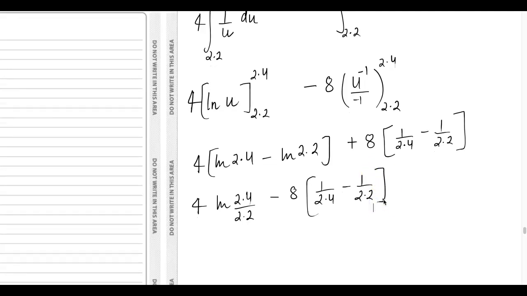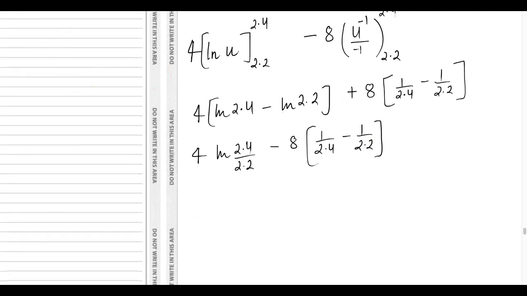Now let's use our calculator and see the final answer. Simplifying gives us 4 ln 24 over 22, that could be 12 over 11, and then the second part, that was plus here, sorry. So it gives us minus 10 over 33.